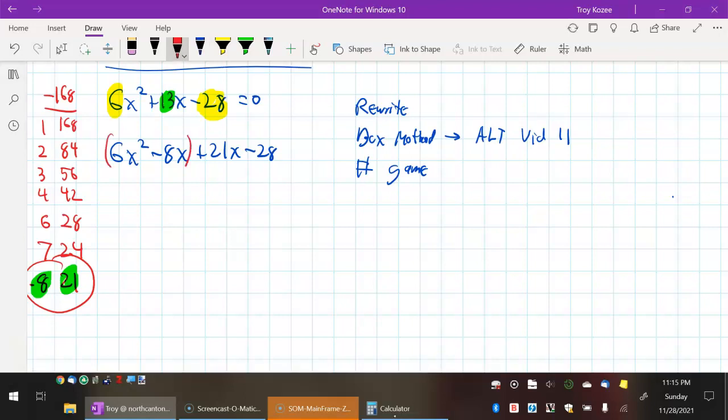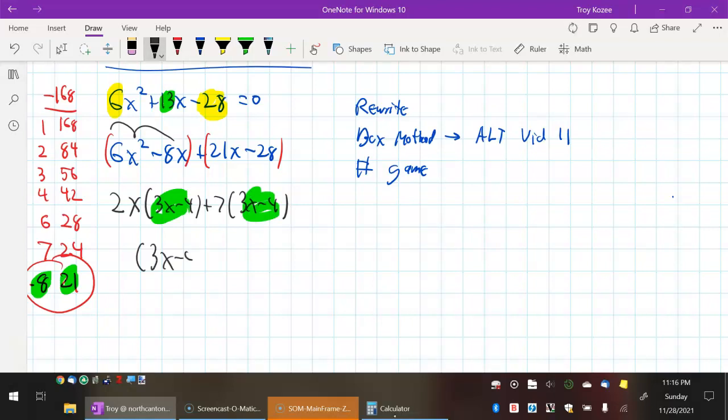You then make 2 groups. You factor what you can from the first group. Here that would be 2 and an x. I'm left with, I'm sorry, not x, 3x minus 4. Here I can take out a 7, and I'm left with 3x minus 4. 3x minus 4 then becomes another common factor that I can take out. What's left is my other factor, 2x plus 7. Okay, that's how you factor doing rewrite.